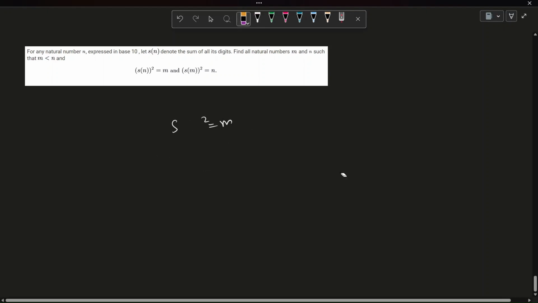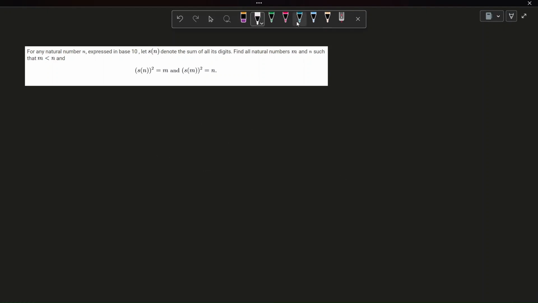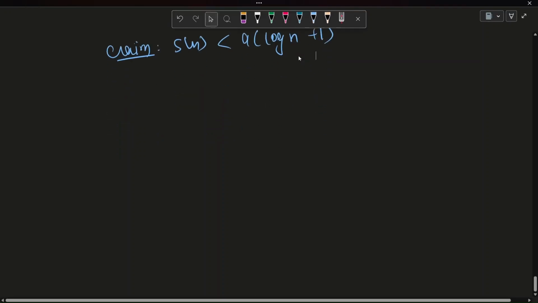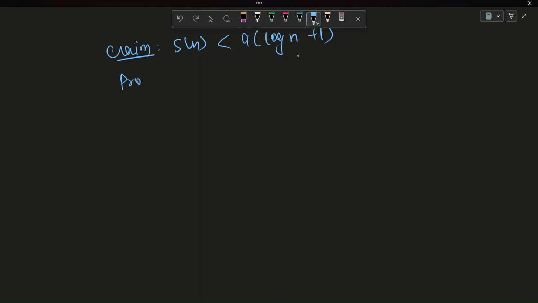Okay, so first we will prove a very interesting and important result about s of n in terms of n. We are basically trying to write s of n as less than some quantity of n. This will help us later. Let us see what the expression is first of all. So we claim that f of n is less than 9 times log of n plus 1. Okay, so this is our claim. Now let's look at the proof.